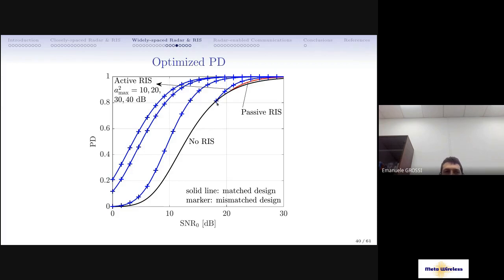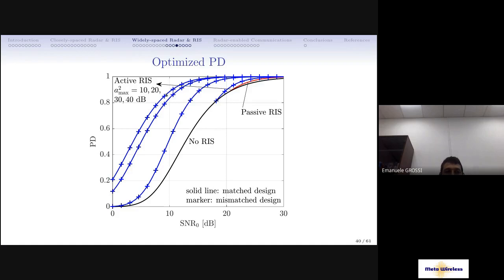When the active RIS is used, the blue curves, solid line, in the 10 dB amplification gain case, then we have a similar behavior as in the passive RIS case. While for the 20 to 40 dB amplification gain, the performance of the RIS radar is significantly better than the radar alone case.